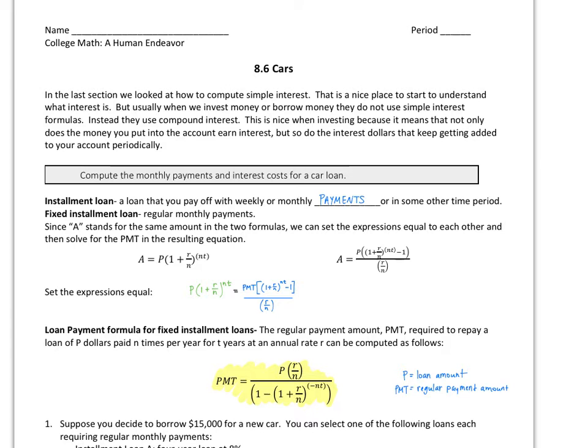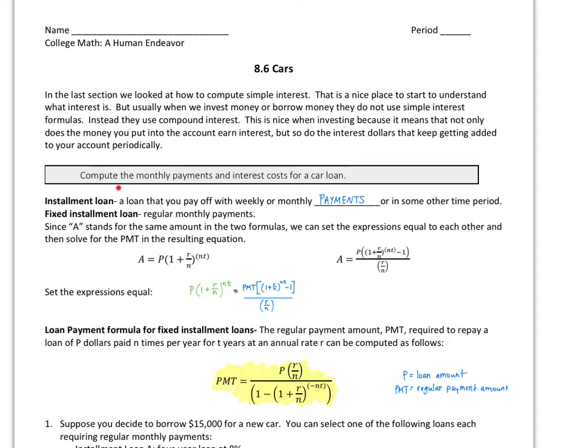So in the last section, we looked at how to compute simple interest. It's a nice place to start to understand what interest is, but usually when we invest money or we borrow money, they don't use simple interest, unfortunately. They use compound interest. This is nice when investing because it means that not only does the money you put into the account earn interest, but so do the interest dollars that keep getting added to your account periodically. However, when we're borrowing, it's not always the best thing in our favor, unfortunately.